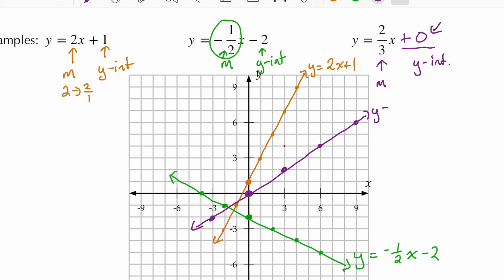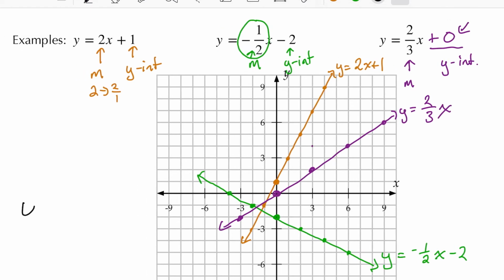Label it y equals 2x, 2/3 x. Now, will you ever see something like this? y equals 0x plus 5. What does this mean?